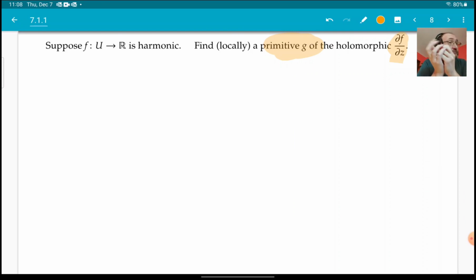Whose actual, honest-to-God holomorphic derivative is df/dz, right? So let's see this function c. Let it be f minus g, right? And by the way, do notice that the primitive is not f, of course, because it's supposed to be a holomorphic primitive. So this is not identically 0, right?